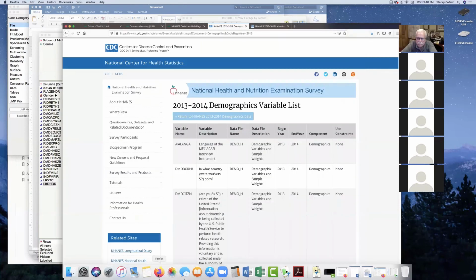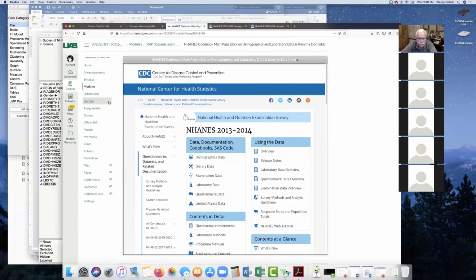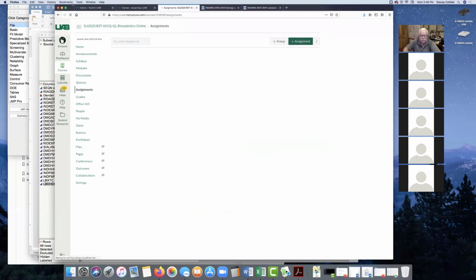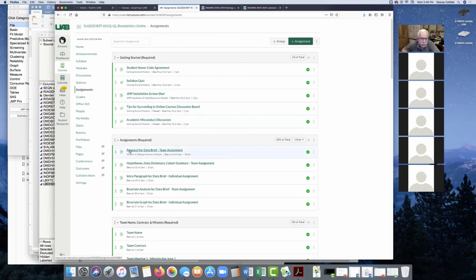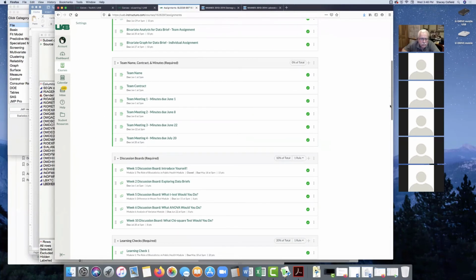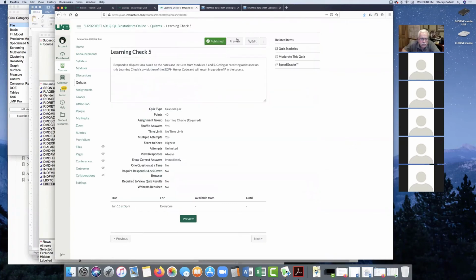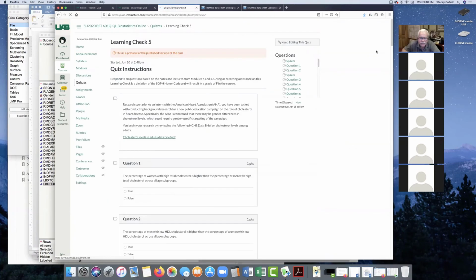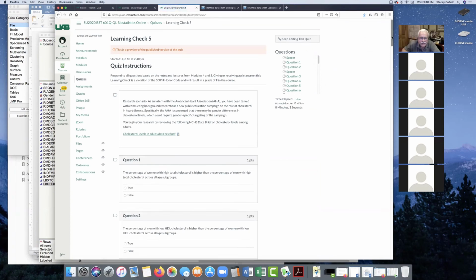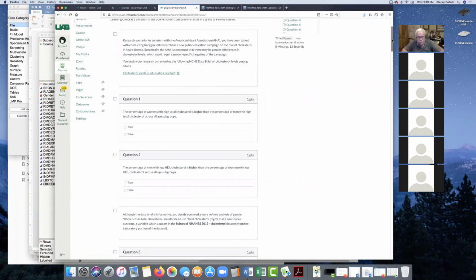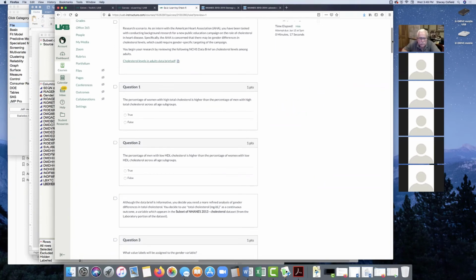And if we go take a look at Learning Check 5 in assignments. So you guys are cruising. We're so far into the semester already. You'll notice, I think I mentioned this earlier, that by design we're upfronting a lot of the work so that after midterms, you guys are spending a lot of time on your data briefs, so that you get the skills that you need to complete your data briefs in the second half of the semester.